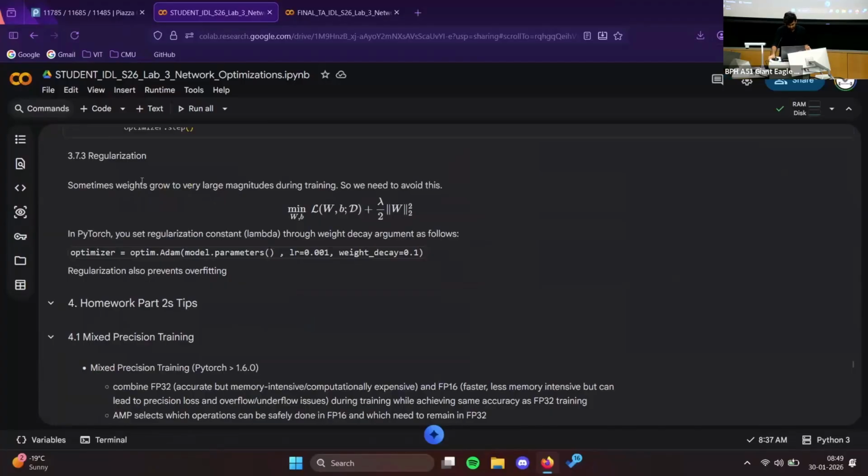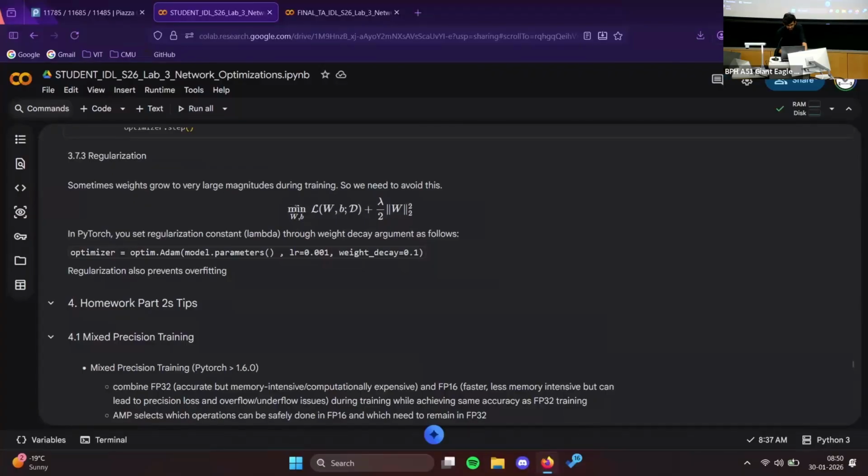And the next technique is regularization. What happens in training is that sometimes the weights just blow up, and we don't want the weights to blow up. If the weights blow up, this will lead to overfitting, and this might lead to the gradient explosion problem. So what we do is we regularize the model. By regularization, I mean that I just penalize the model for having bigger weight values.